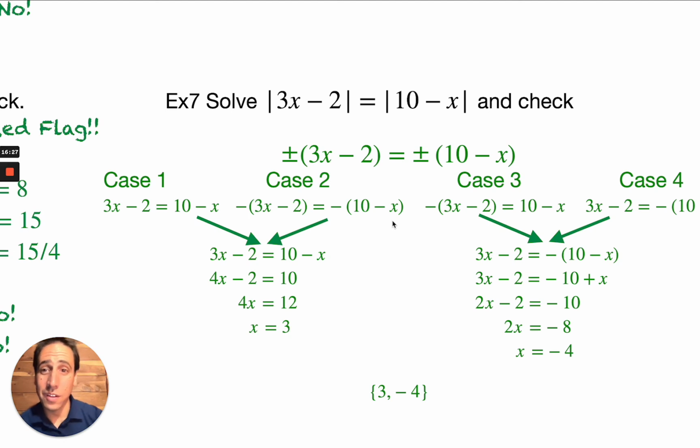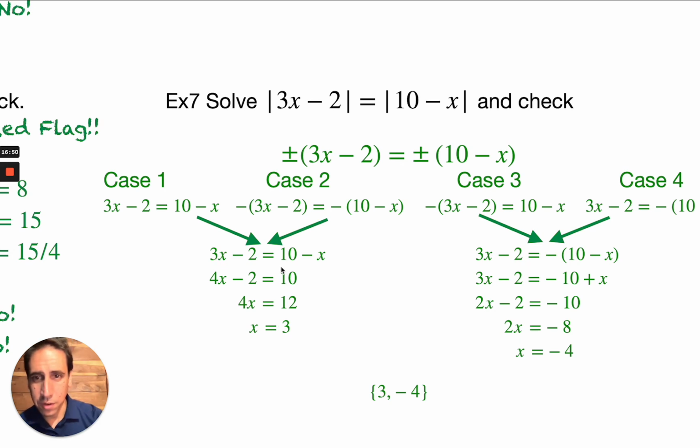Lucky for us, we don't have to solve 4 equations. If you multiply both sides by -1, over in case 2, you actually get case 1. 3x minus 2 is equal to 10 minus x is actually what you get from both of these cases, if you clear the negative by multiplying both sets of parentheses by -1, which you're allowed to do.